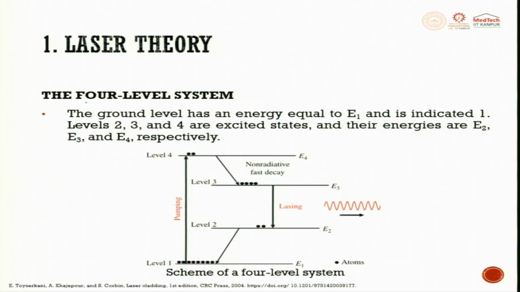So you also have 4 level systems, as I told you. From here it gets excited to this level, from here it goes through non-radiative fast decay up to level 3. From here lasing action happens, and from here it goes down. So you can see the pumping action and the lasing action, and it goes to this level. Here non-radiative fast decay will happen, from here to here. If you see that, it will be more efficient when we use a 4 level system.